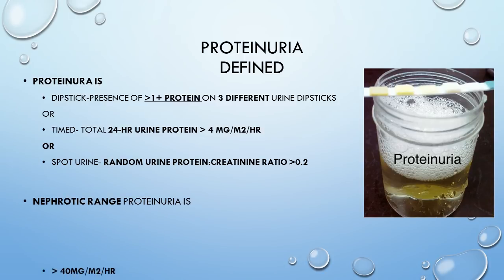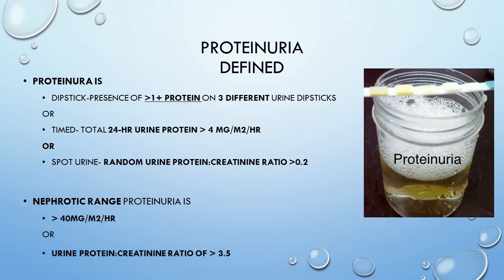Nephrotic range proteinuria is defined as greater than 40 milligrams per meter squared per hour, or a urine protein to creatinine ratio of greater than 3.5. So you can see that's significantly higher than just the urine protein to creatinine ratio of greater than 0.2, which is how we define proteinuria.